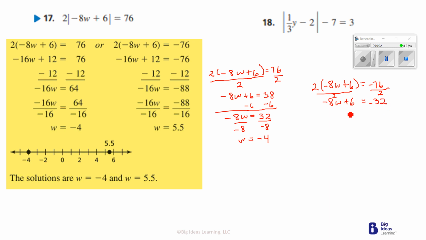And now when we solve this, I would subtract 6 from both sides. This would have left me with negative 8W is equal to negative 38. All right. And, you know, I think, yes, I'm sorry, I messed up over here and put 32, didn't I? This should have been 38. Sorry about that. Little miscalculation. And then when I minus 6, that would have been a negative 44.